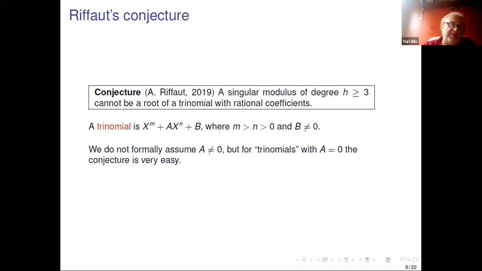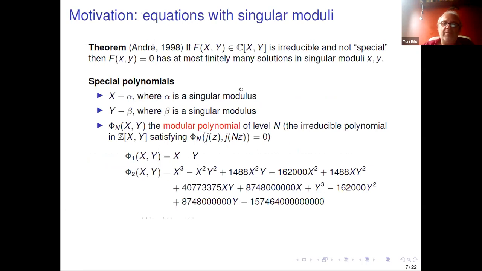For me, the problem does not really require motivation because we have two very classical objects: singular moduli, known since the time of Gauss or Euler or whatever, and trinomials, which are also an interesting classical object. Anything about their interconnection seems to be of interest to me. But maybe it's not convincing for some other people, so let me give some motivation for how this conjecture emerged. It emerged from the topic of equations with singular moduli, and the first result started with the work of Ivan Tre in 1998, who proved the following theorem.